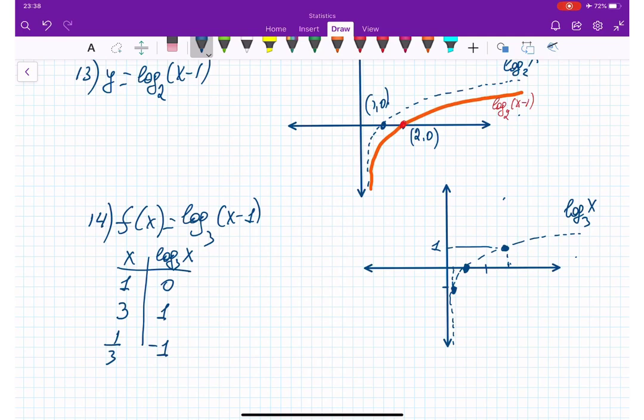Now, for logarithm x minus 1, this point 1 and 0 is going to move to 2 and 0, right? Right here. 2 and 0. Which means also this y-axis is going to move by 1 here. This will be our new y. And the graph is going to go, so let me calculate all these 3 points.